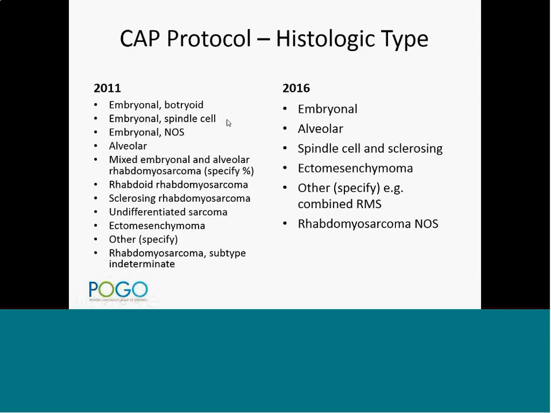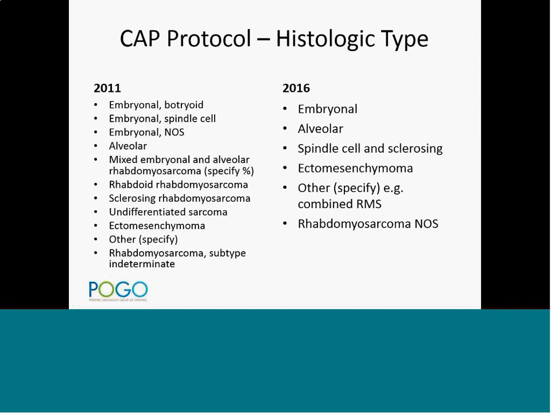You can see in 2011 we had 11 different subtypes listed on histologic type. That's been rationalized and reduced now. So in 2016 there are the 6 categories listed there. Embryonal and alveolar will be the vast majority of cases that you see, at least in pediatrics. Spindle cell and sclerosing make up probably 5 to 10% of cases that you might see in children.